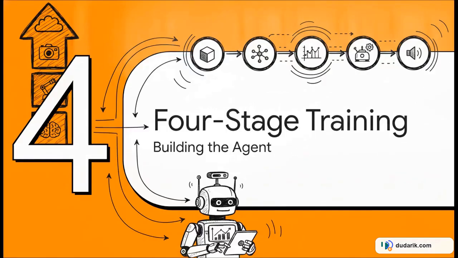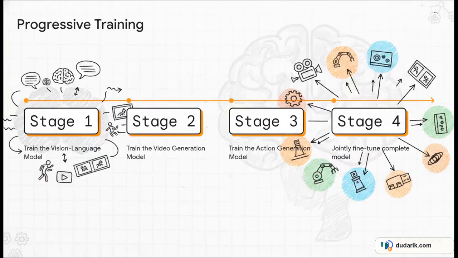All right, section four, progressive four-stage training. How do we actually build this thing? Now, you might be thinking, okay, why not just dump all the training data in at once and let it run? Well, that would actually be a disaster. The training has to be built progressively.